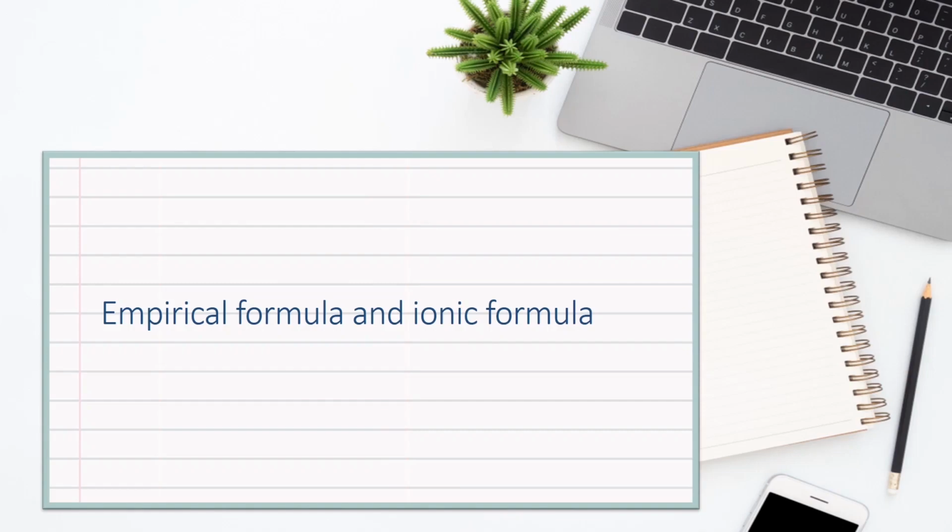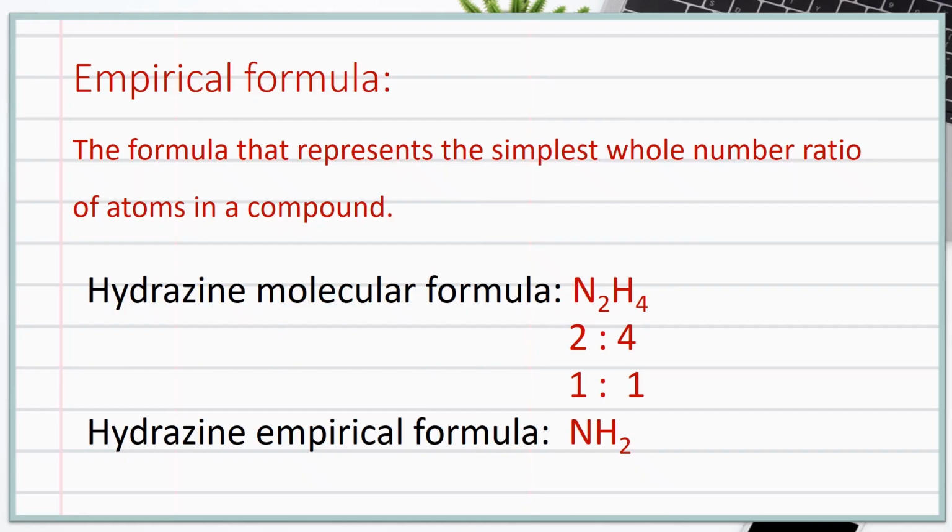Now moving to the empirical formula. The empirical formula is the simplest formula that represents the simplest whole number ratio of atoms in a compound. For example, hydrazine's molecular formula is N2H4. We can obtain the empirical formula by dividing the molecular formula by 2 to obtain the simplest ratio.